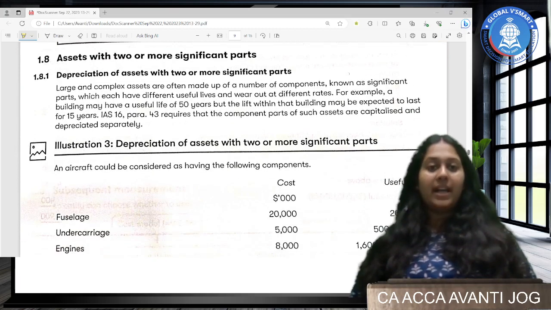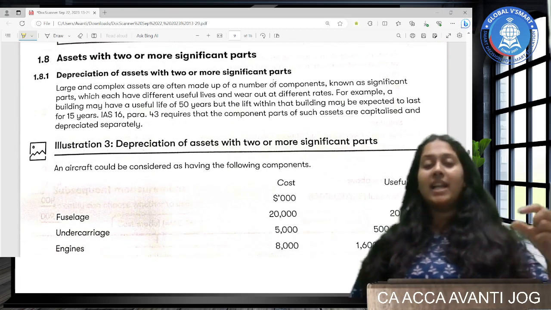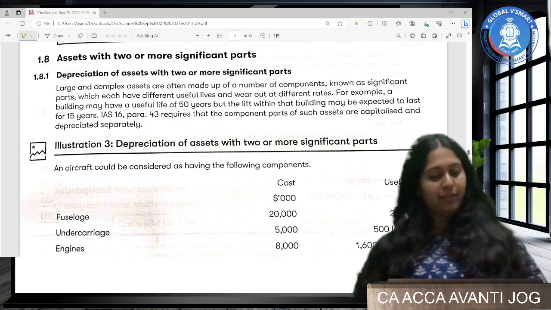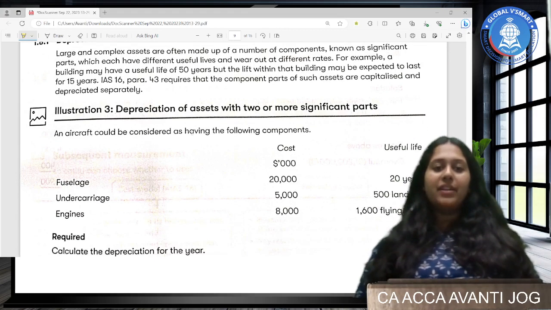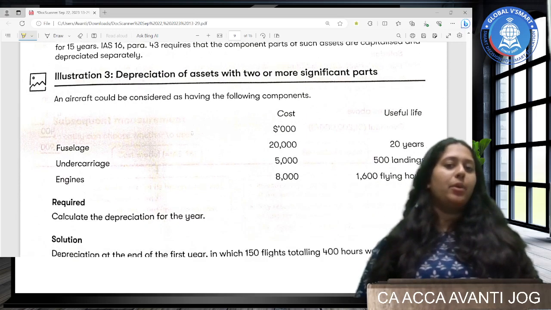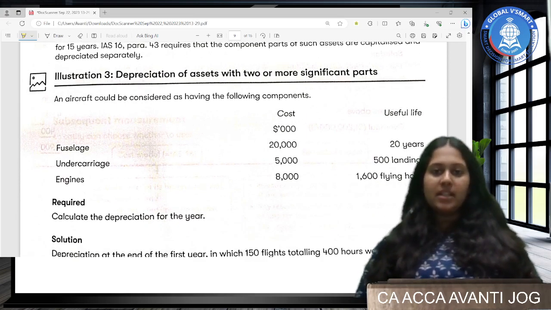Now we'll go on to assets which have different parts, and each part has a different useful life. Okay. Now, if assets have different useful lives, what exactly do we do with them? So, for example, there is an aeroplane which has a fuselage of 20,000 cost with 20 years, and an undercarriage 5,000 with 500 landings. Engines 8,000 with 1,600 flying hours. So how do you calculate depreciation?